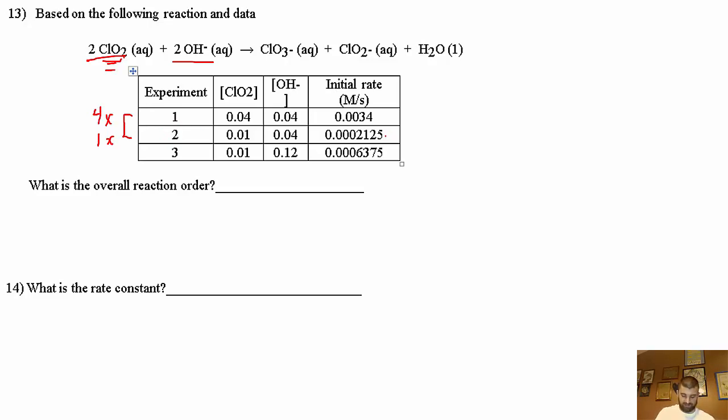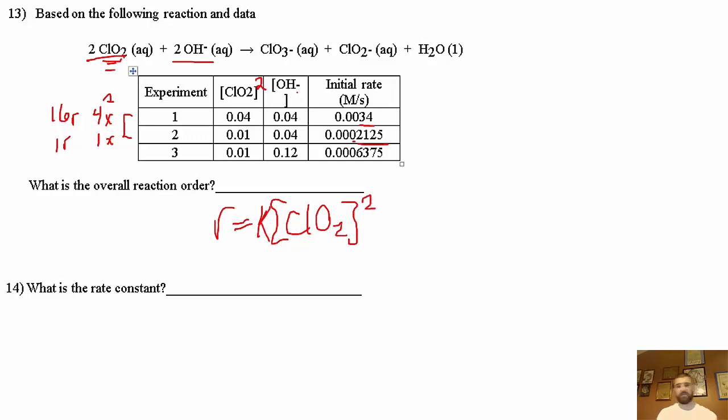Holy crap, that's some big numbers. What do I got to do? You just divide. You do a little division. 0.34 divided by 0.0002125, and you get a number. You get 16, right? So you go from 1R to 16R for the reaction rate. So what's that tell you about its reaction order? Well, 4 to 16, well, that's 4 squared. So we know that ClO2 is going to be second order. Right, so let me just start writing the rate law. ClO2 is going to be second order.